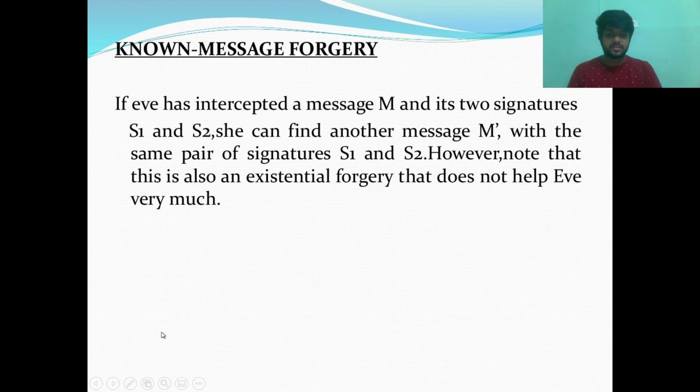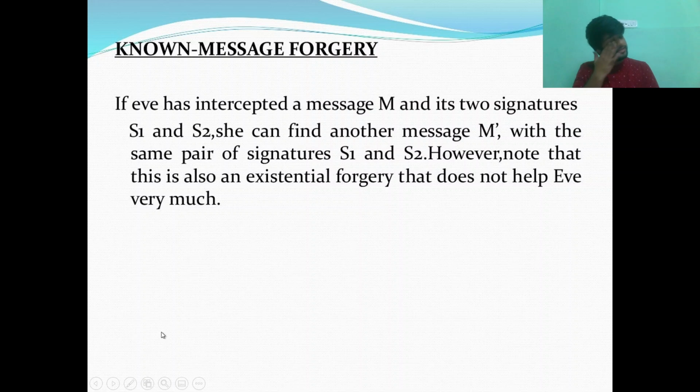If Eve has intercepted a message M and its two signatures S1 and S2, she can find another message M dash with the same pair of signatures S1 and S2. However, note that this is also an existential forgery that does not help Eve very much. So now this is a type of existential forgery. She has to find another message M dash which has the same pair of signatures S1 and S2.